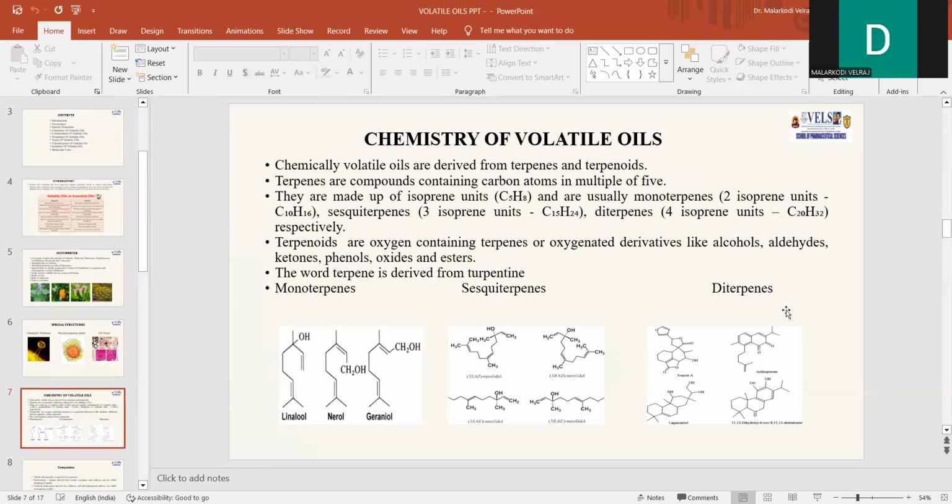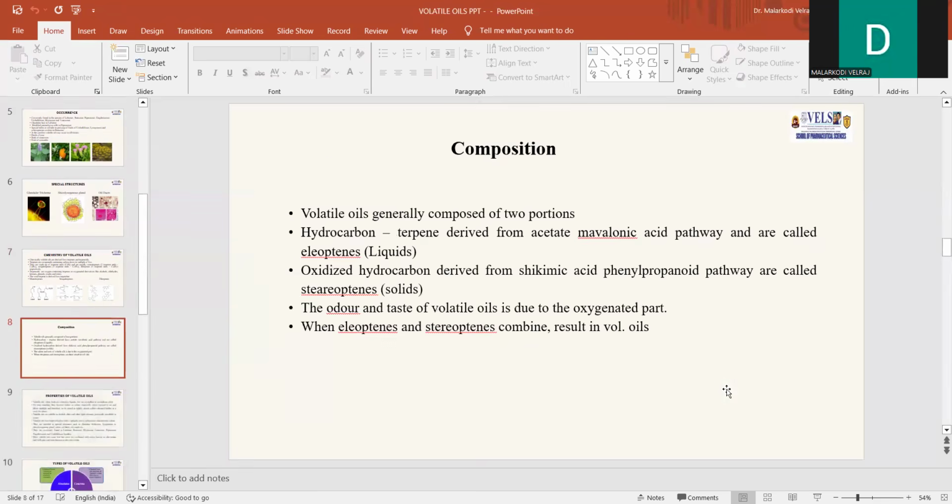Chemistry of volatile oils. Chemically, volatile oils are derived from terpenes and terpenoids. Terpenes are compounds containing carbon atoms in multiples of 5, and they are made up of isoprene units and are usually monoterpenes, sesquiterpenes, diterpenes, respectively. Terpenoids are oxygen-containing terpenes or oxygenated derivatives like alcohols, aldehydes, ketones, phenols, oxides, and esters. The word terpene is derived from turpentine. Below, we can see some of the examples of monoterpenes, sesquiterpenes, and diterpenes.